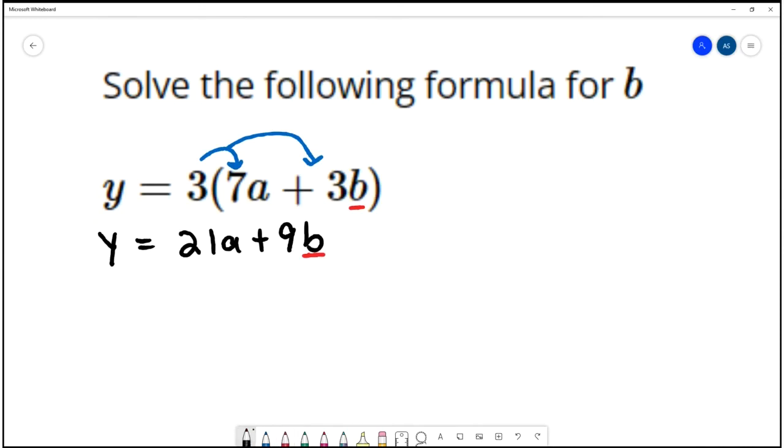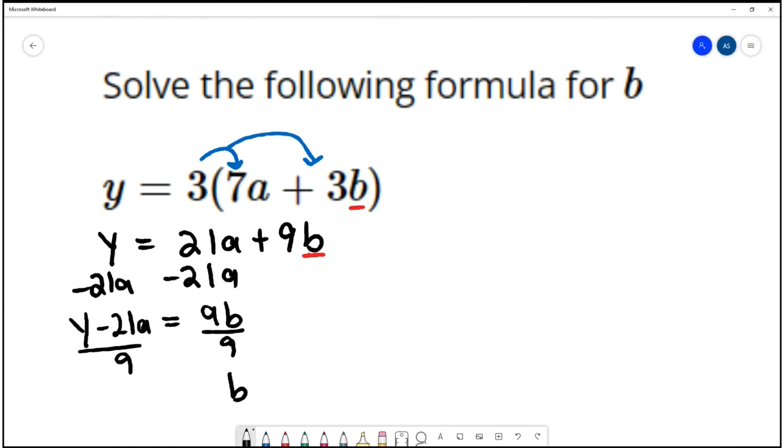First, we'll subtract 21a. That's y minus 21a equals 9b. And then we'll divide by 9 to get b equals y minus 21a over 9. So we have solved the formula for b.